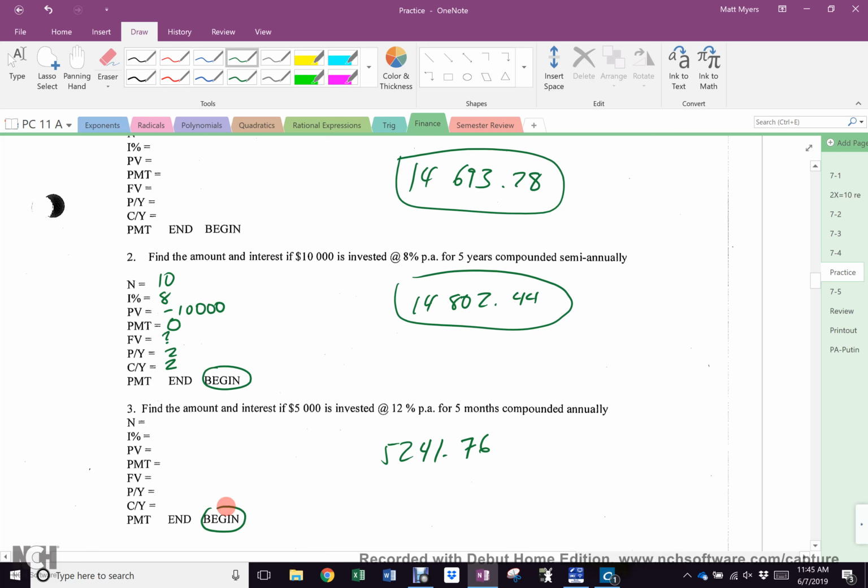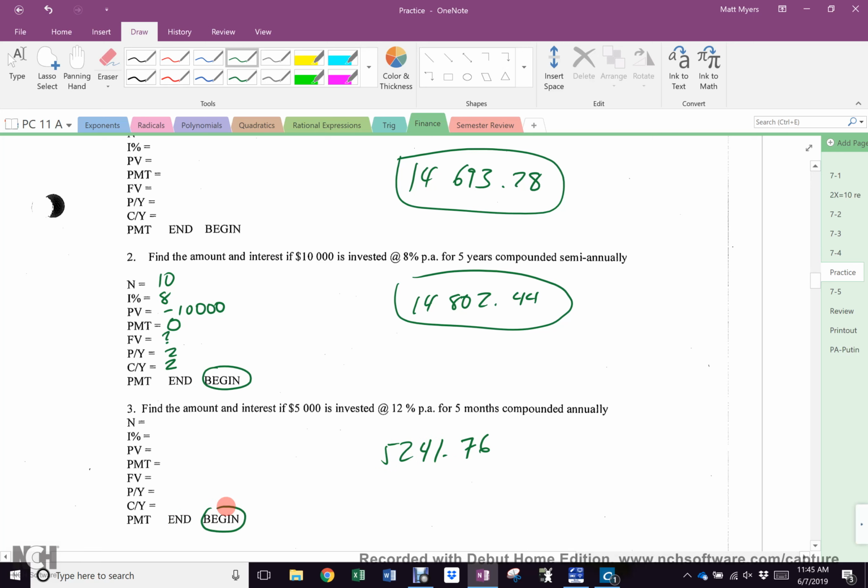Number 5. Liam, go. What should be here? 9/12 times 2, because it's semi-annually. And it's 9/12, right? Because it's 9 months. And then all the rest of this you should be able to fill in. Yeah? What about 5? Yes, sir.